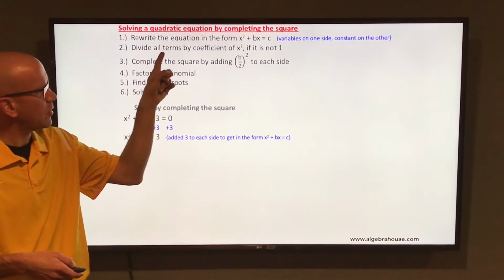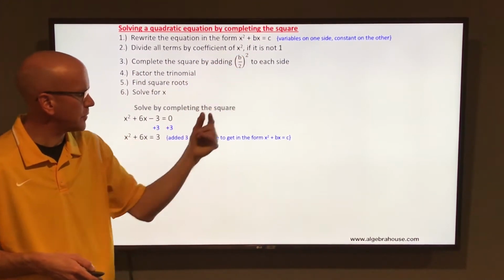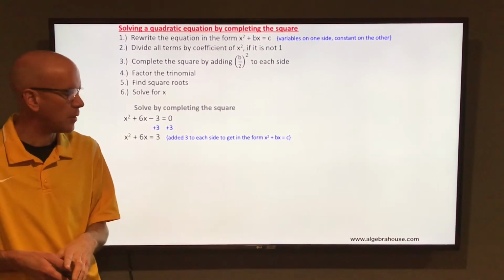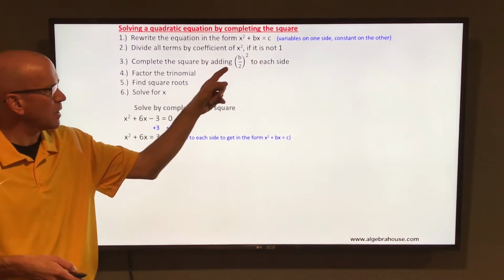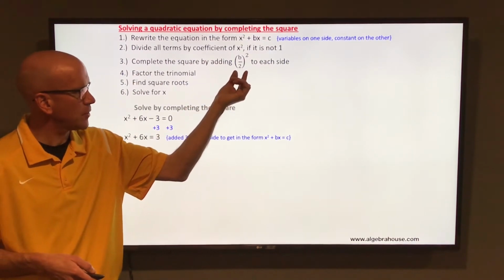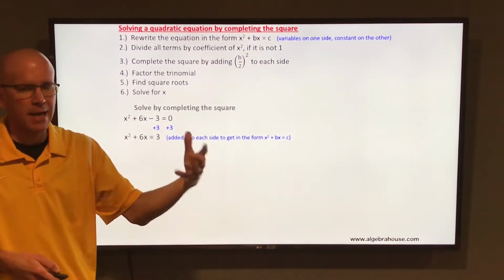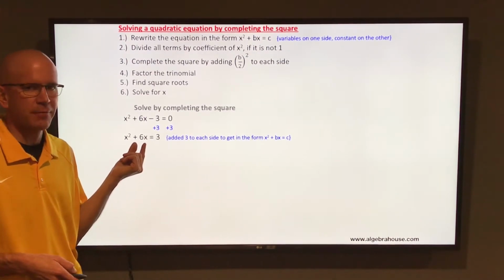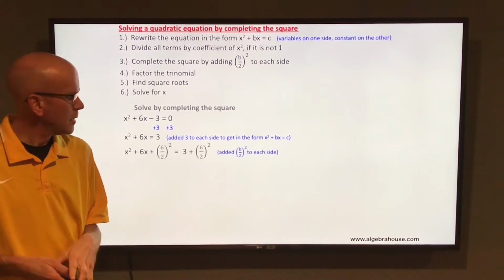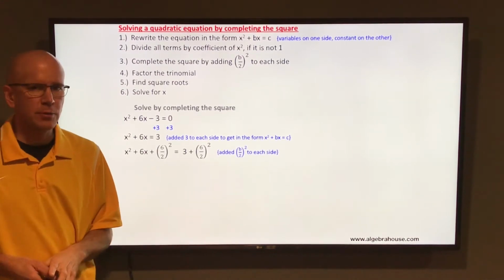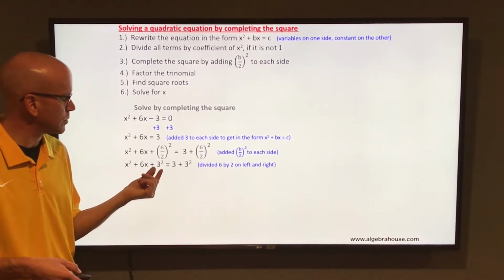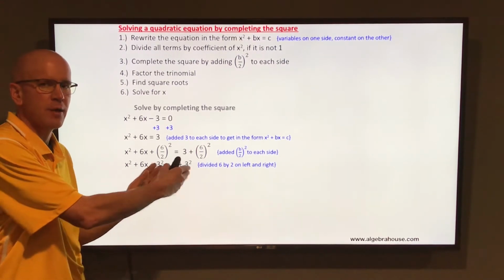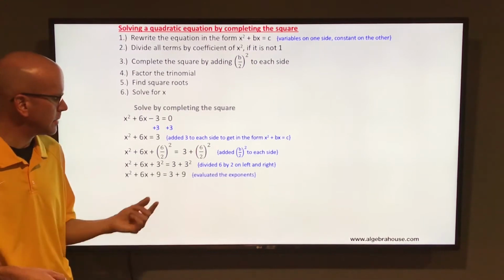Next step, divide all terms by the coefficient of x squared if it's something other than 1. Well, that doesn't apply here because the coefficient of x squared is 1. Then complete the square by adding half of the coefficient of x, squaring it, adding that to each side. So half of 6 is 3. We're going to square that and add it to each side. Whatever you do to one side, you have to do to the other side. So we're adding 9 to each side.